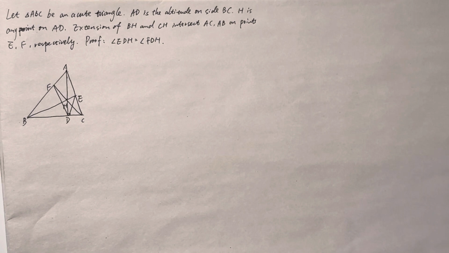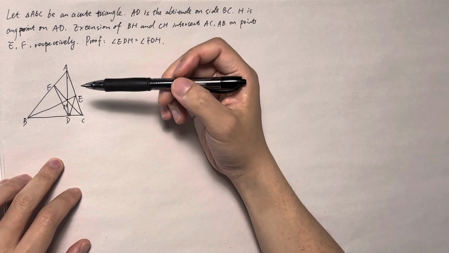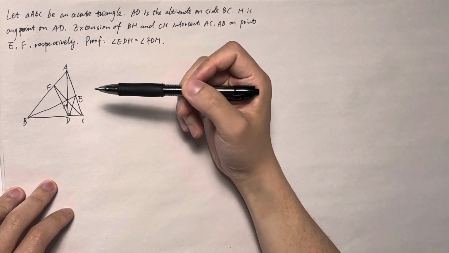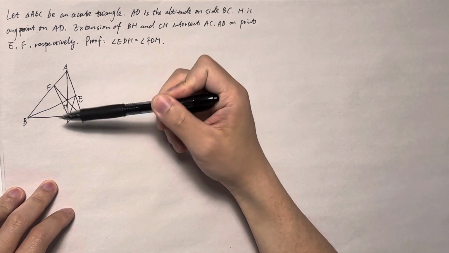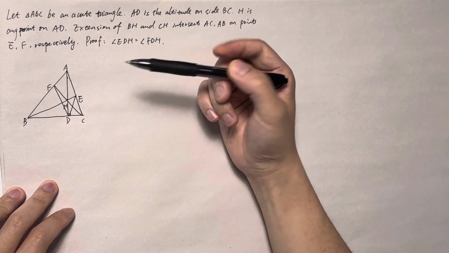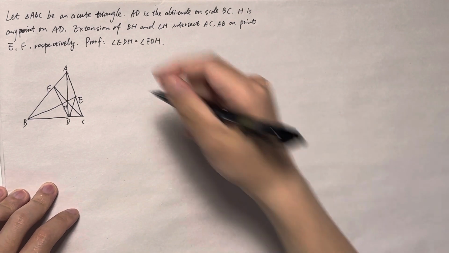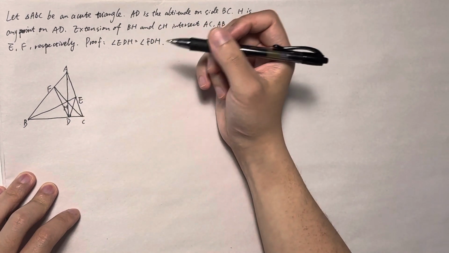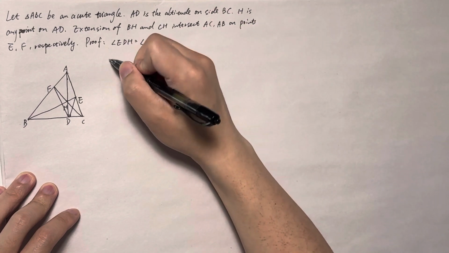There are different ways to do this proof. So I would use a way that's very straightforward and then use a way that needs some auxiliary lines. At the very first, when we get this figure, we can see that three lines AD, BE, CF are concurrent at point H, which means we can use the Ceva theorem on this triangle and the point H. So let's do that.